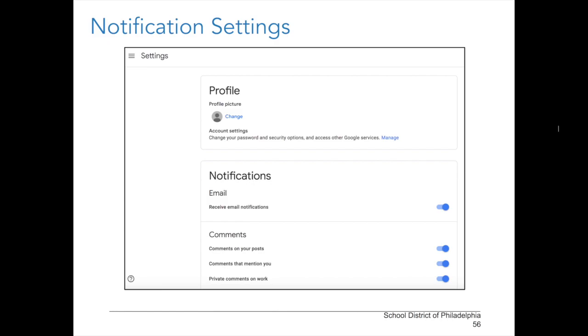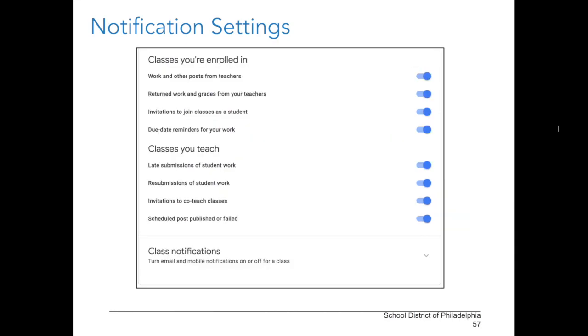Lastly, let's take a look at your notifications or email settings. To set your notifications, click on the 3 lines on the top left and scroll all the way to the bottom to select Settings. Here you can set email notifications as it pertains to receiving emails. You can determine what you want and what you do not want to receive email notifications about. You can also control your email notifications for classes you are enrolled in as a student or classes you teach, even if you are not the primary teacher. These settings are helpful in controlling the amount of emails you get daily.